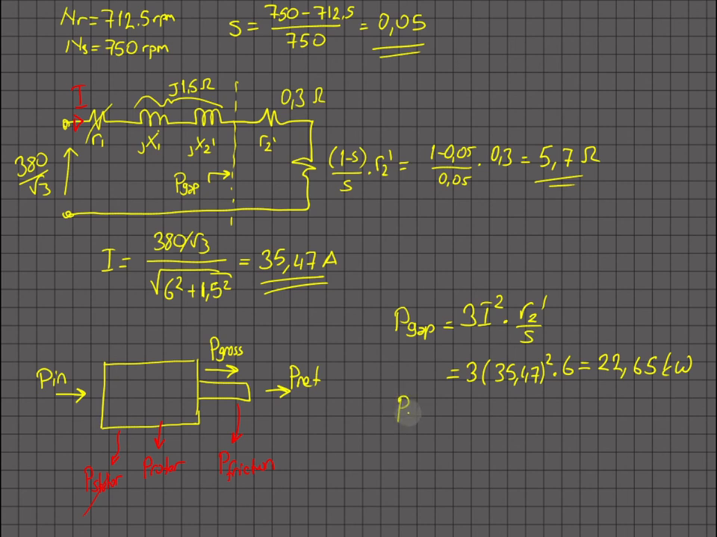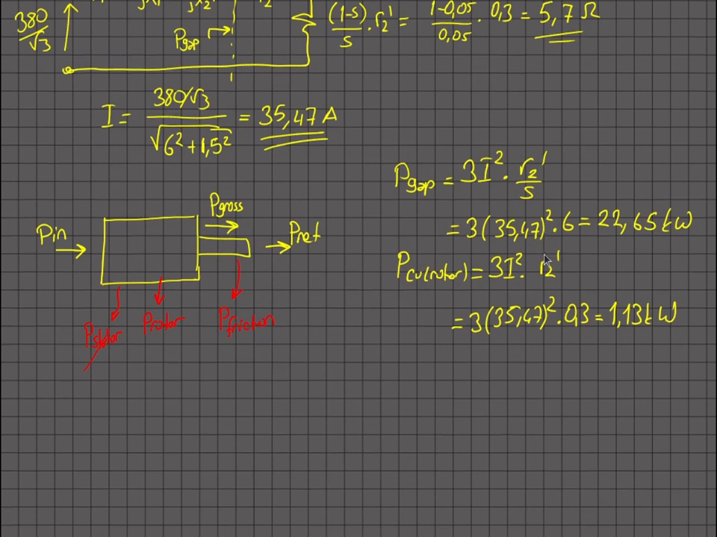And P copper, the rotor, is the power dissipating on that element, as shown here. That can be calculated as 3 I square times R2 prime, it is that element, and it is 3 times 35.47 square times 0.3, so it is 1.13 kilowatts. So you are dissipating over 1 kilowatt over that resistance. That resistance is heating the rotor.